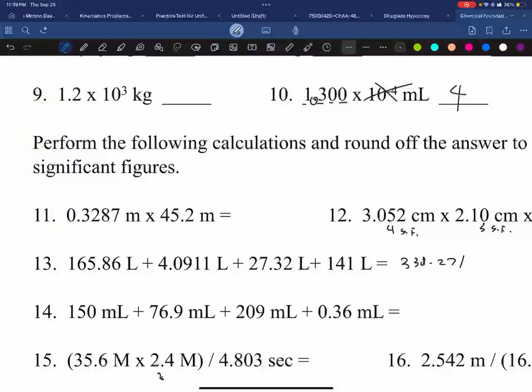If you look at the one with the lowest decimal point, it's 141 with 0 decimal points, which means that we also have to round the answer to 0 decimal points, which becomes a whole number, 338 liters.